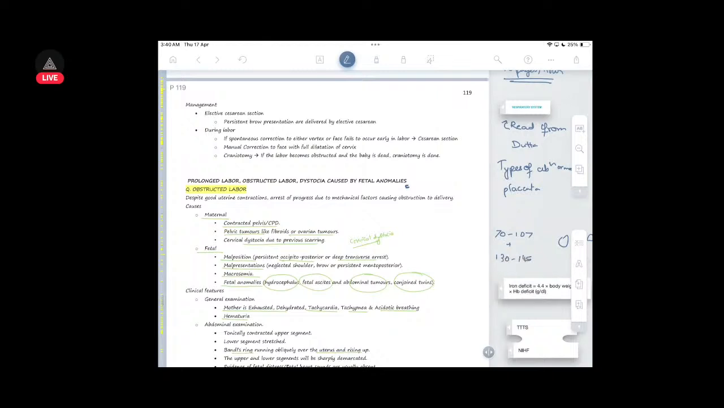I'll wake up and I'll study abortions, antenatal average, and assessment of fetal well-being and antenatal assessments.